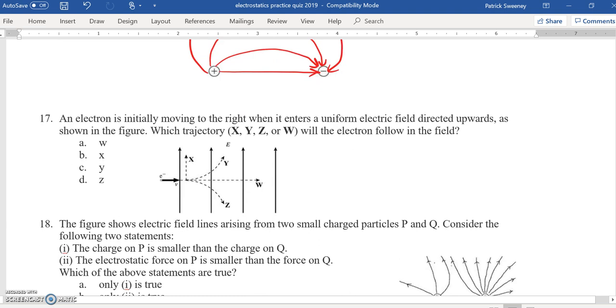17, an electron is going to go towards the positive end, and the positive end is down here. The negative end is here. That way the field lines go toward the negative from the positive. Therefore, our electron is going to follow path Z.